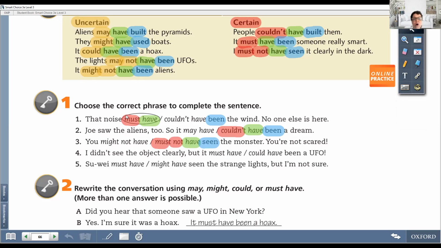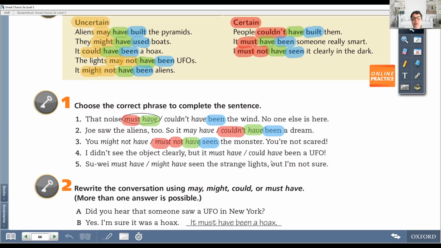Now let's see. All the 3 examples here, I'm showing that I'm certain about something. I'm sure it happened or it didn't happen. I'm sure about it. Now let's see number 4. Okay. I didn't see the object clearly, but it been a UFO.